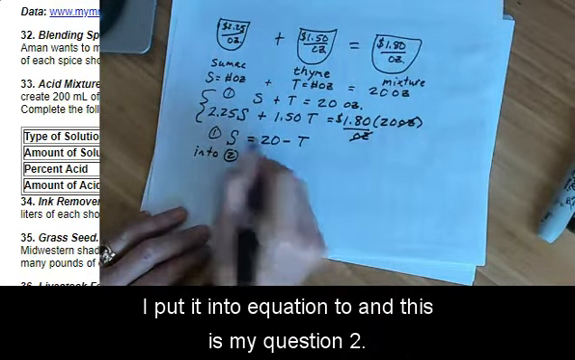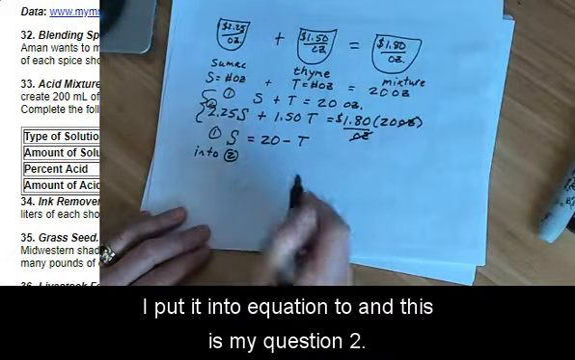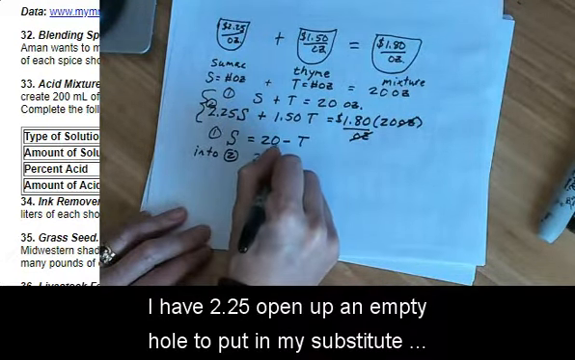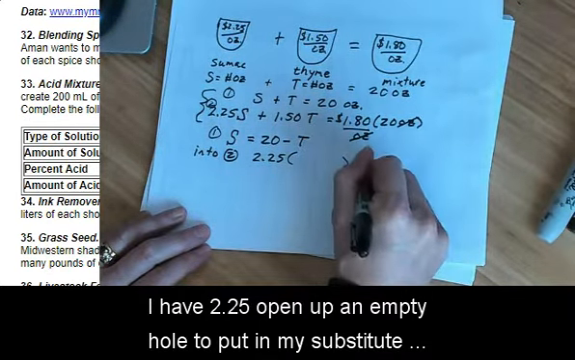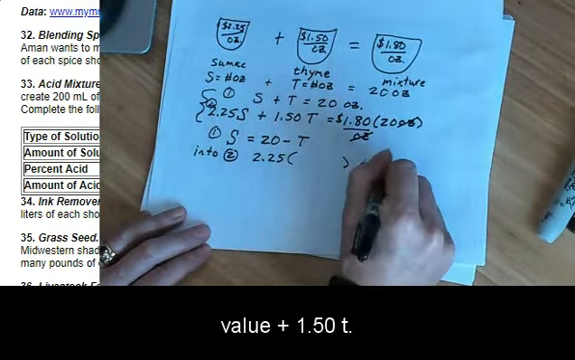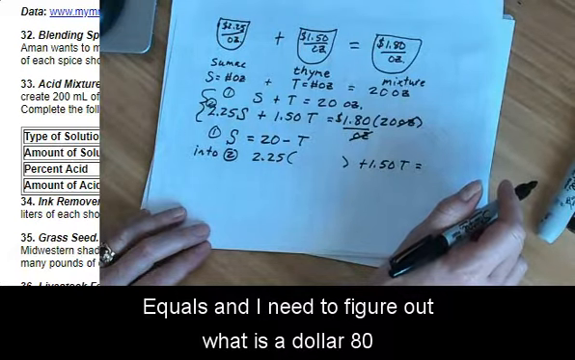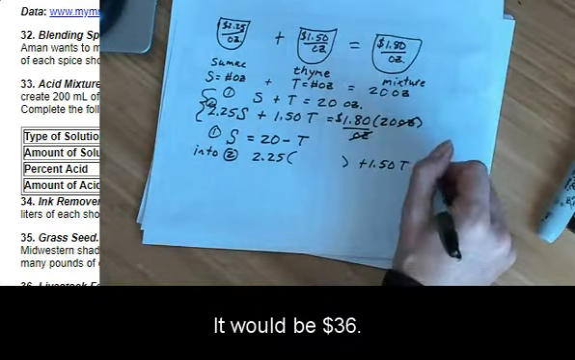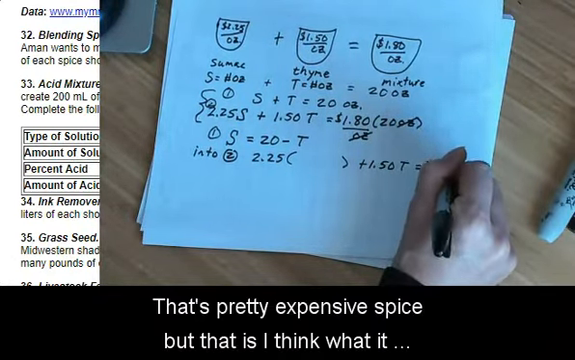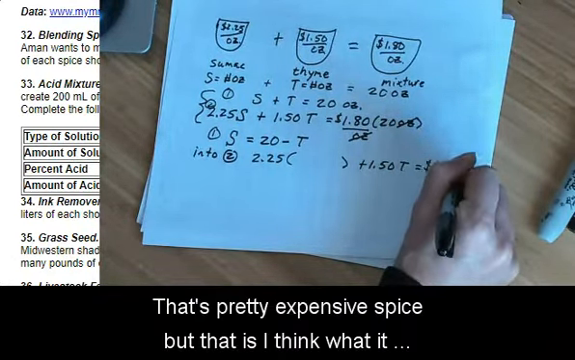So when I put it into equation 2, and this is my equation 2, I have 2.25, open up an empty hole to put in my substituted value, plus 1.50T equals, and now I need to figure out what is $1.80 times 20. Well, $1.80 times 20 would be $36. That's a pretty expensive spice, but I think that is what it would end up being. 18 times 2 is 36. The 10 would move the decimal point 1 place to the right, and that gives us 36.